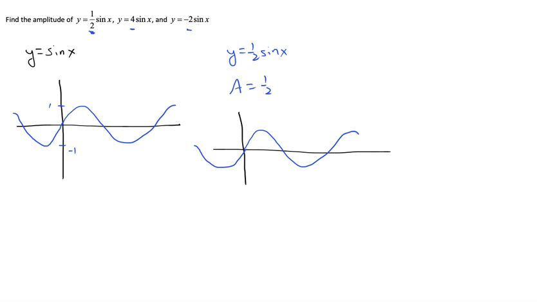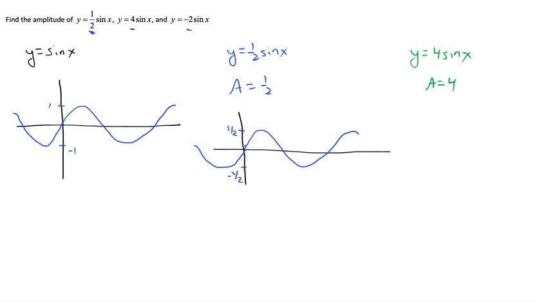What's the only difference though? The only difference is this number here, that's going to be a 1/2, and then this here is going to be -1/2. Okay? So that's the amplitude. So what about this one? y equals 4 sine of x. In this case, the amplitude will just equal 4.